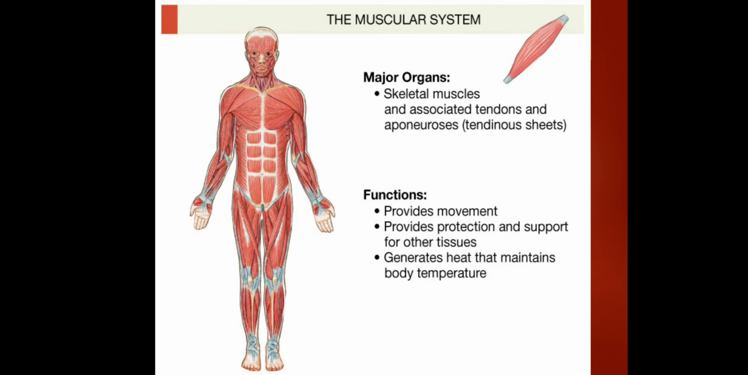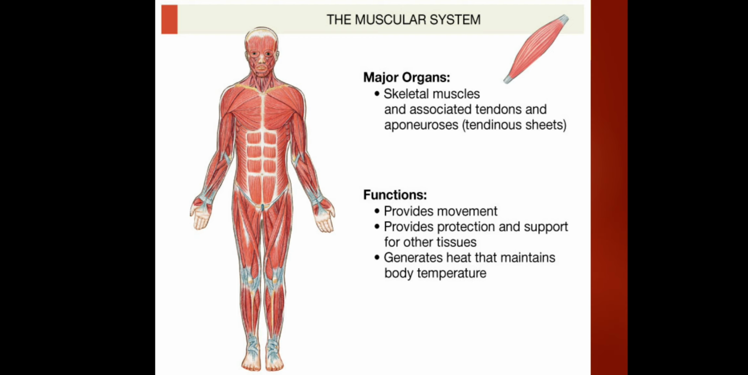Next to endocrine, we have the muscular system. When we say muscular system, it is the skeletal muscles. The major organs of it are skeletal muscles and associated tendons and aponeuroses, or tendinous sheaths. What are the major functions of the muscular system? It provides movement, provides protection and support for other tissues, and generates heat to maintain body temperature. So the simplest explanation is that it provides movement, support, and heat production.